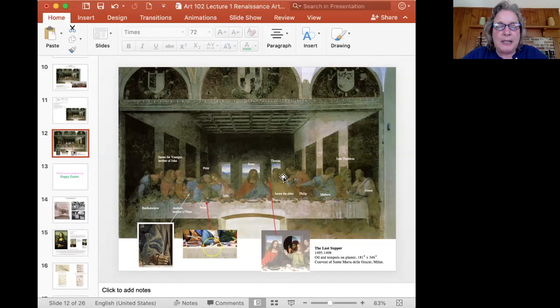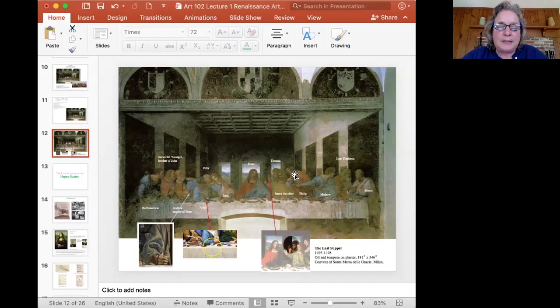Next to him is James the Elder. He will become Saint James, and he will be killed in Jerusalem by the sword, and his body will be carried by angels to Spain. And the church Santiago de Compostela is the church named after Saint James.